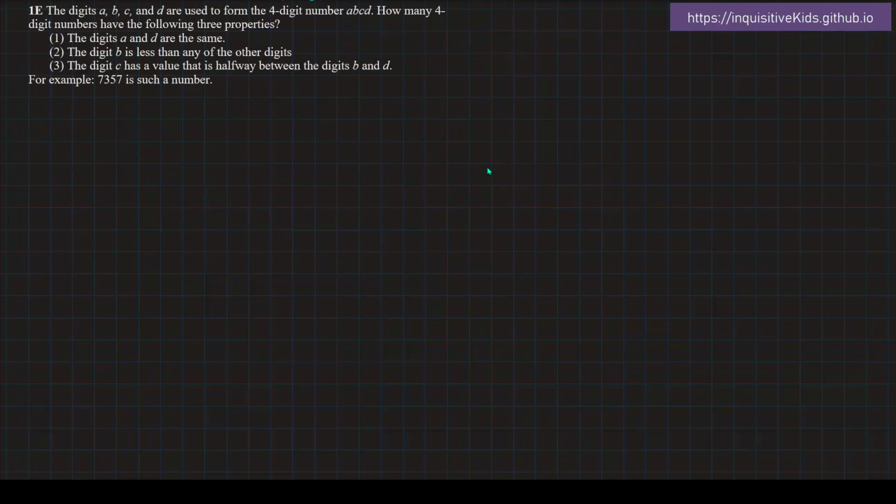So let's reread this question. There is a 4-digit number A, B, C, and D, and we are trying to find what it could represent. So A, B, C, D, I'm going to write them out as separate place values. A and D are the same, okay? Which means that A and D cannot be equal to 0. Because if A was equal to 0, then it would not be a 4-digit number. 0 cannot be the leading digit in any number. And the digit B needs to be less than any of the other digits. We also know that the digit C is exactly halfway between the digits B and D.